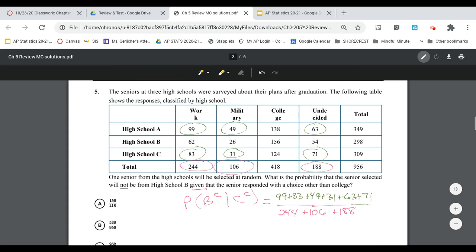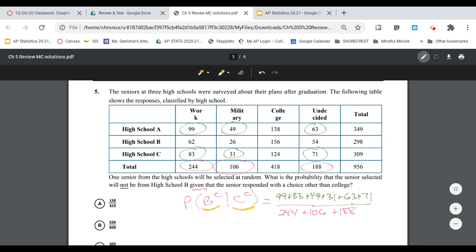Oh, that's getting really tiny. Okay, I did it just by adding things up. I knew some of this battle is just working through the wording. They wanted to know what's the probability that they are not from high school B, given that they're not planning on going to college. They did something other than college. So I just had to think through that and think, okay, start with the given.